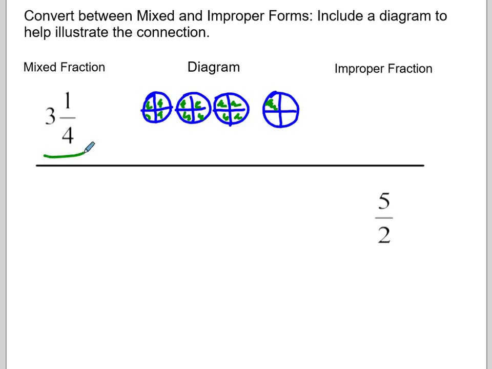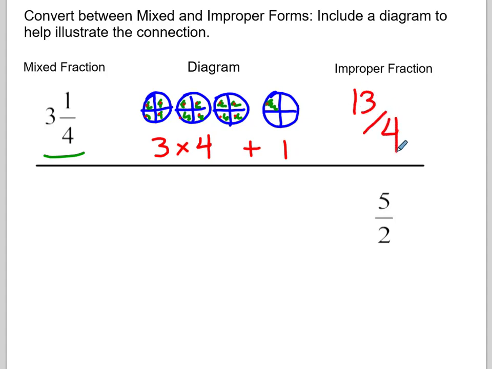If you count up the number of quarters, 1, 2, 3, 4, 1, 2, 3, 4, 1, 2, 3, 4, and one more. Okay, and what you'll see here is this is 3 whole units that each carry a 4, plus one more, and we get a total of 13 quarters.